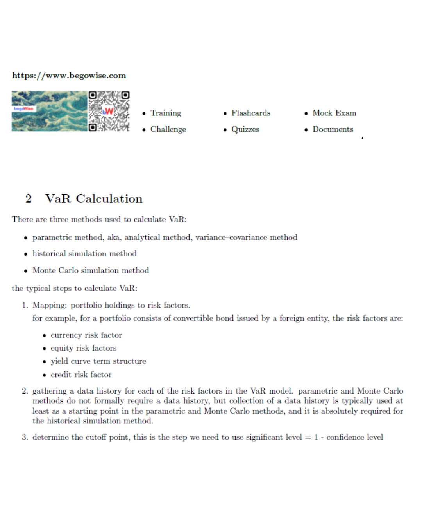Summary. To summarize, calculating VaR involves 3 main methods: the parametric method, the historical simulation method, and the Monte Carlo simulation method. The typical steps include mapping portfolio holdings to relevant risk factors, gathering historical data for those risk factors, and determining the cutoff point using the significance level. These steps help us understand and estimate the potential future losses of our portfolio, giving us a clearer picture of the risk involved.